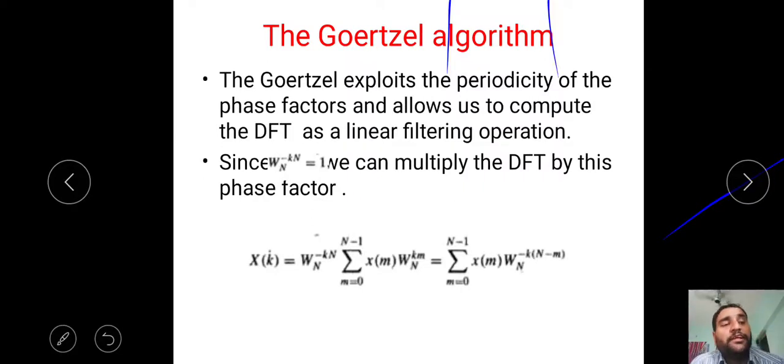Okay, in the last class we saw the split radix FFT and the uses and applications of the FFT algorithm. Now we will see the Goertzel algorithm. What is the use of the Goertzel algorithm? First, the Goertzel algorithm is used to find specific DFT samples of the given input.